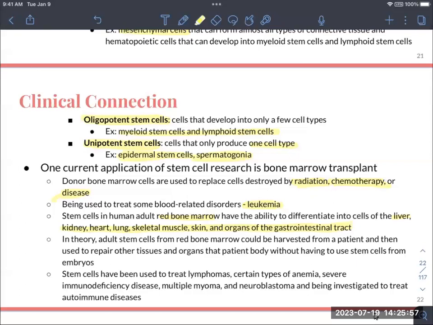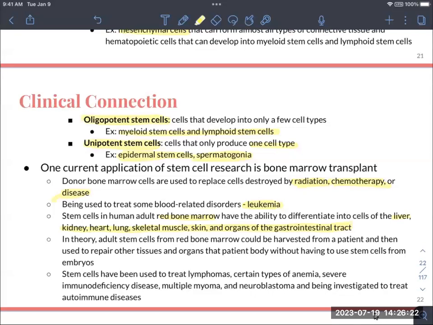This is where ethics comes into play, because they could take stem cells from these developing embryos to scientifically use. Using adult red bone marrow doesn't have the same ethical concerns that an embryo does.